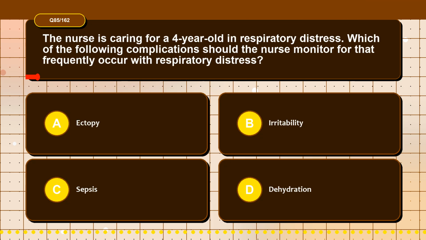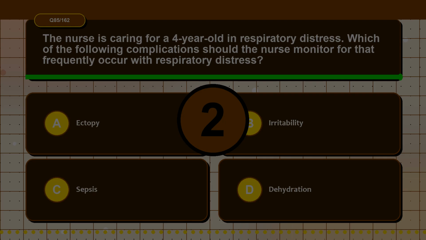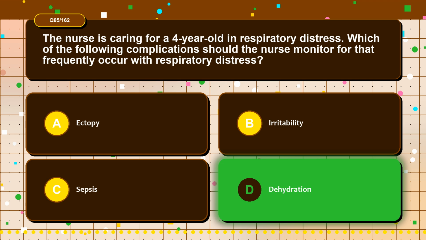Question 85. The nurse is caring for a 4-year-old in respiratory distress. Which of the following complications should the nurse monitor for that frequently occur with respiratory distress? Here are the options. Option A. Ectopy. Option B. Irritability. Option C. Sepsis. Option D. Dehydration. The correct answer is option D.